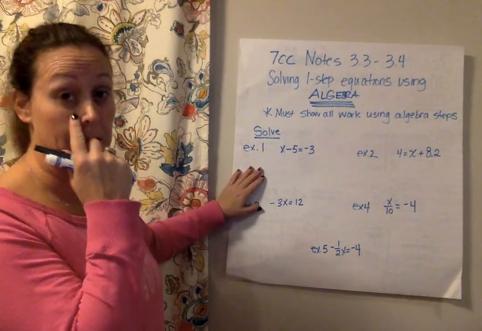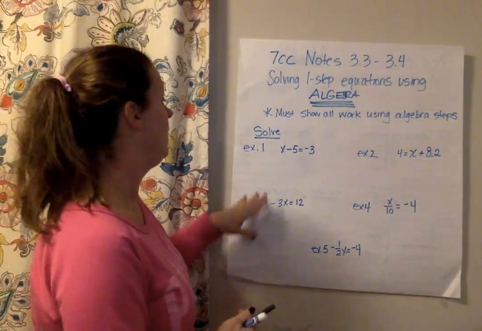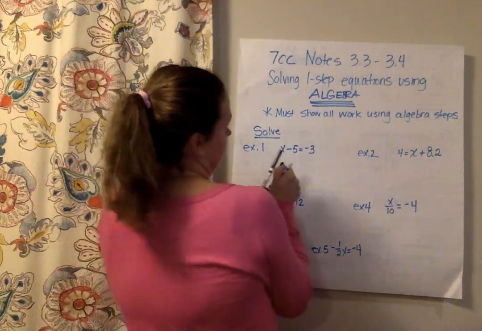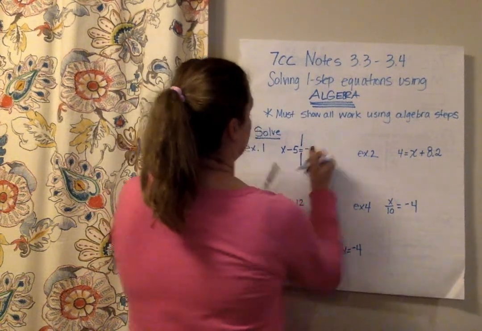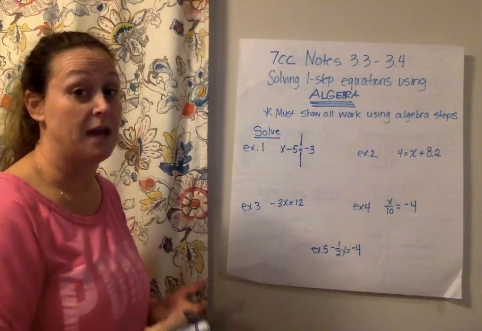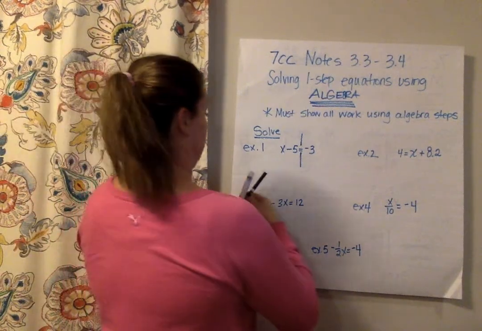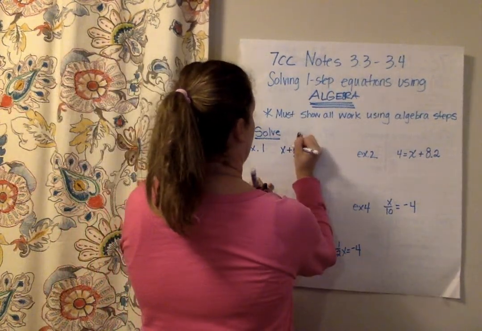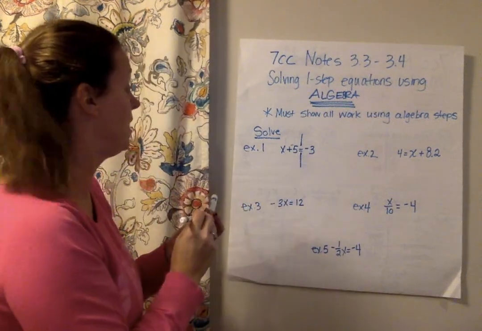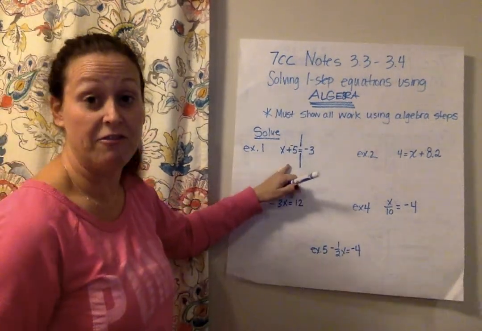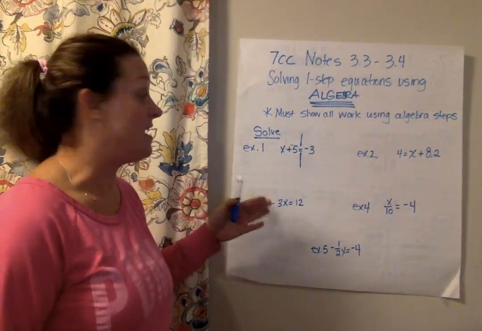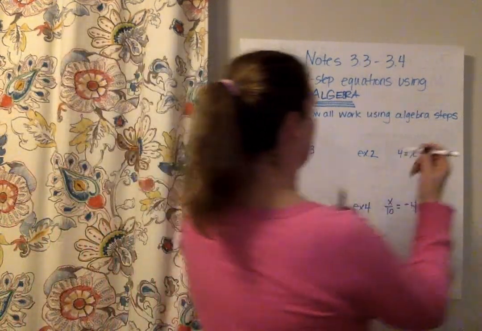So let's talk about number 1. In number 1, sometimes I do this to help me out visually, and I say, all right, what is on the same side as the x? Well, it's a -5, because I'm going to write an equivalent addition expression, all right? So I have an x, and a -5 is being added to the x.